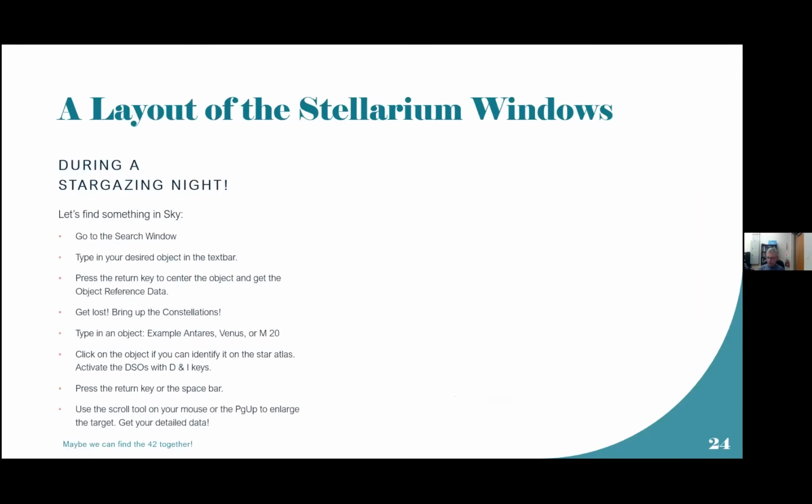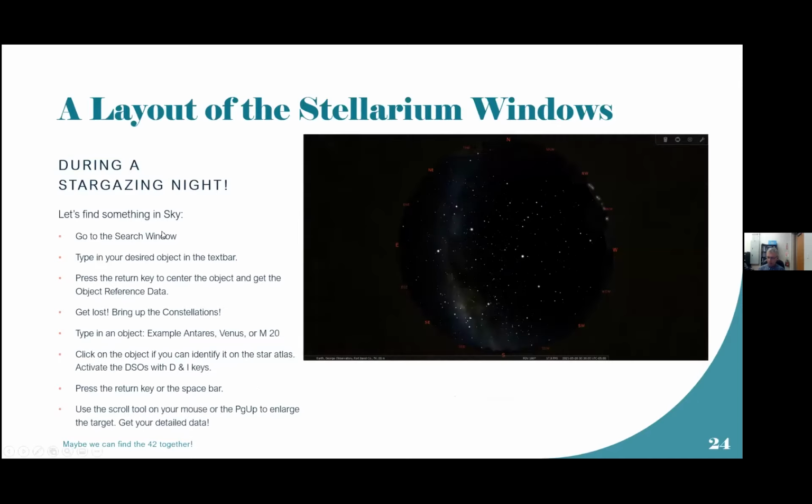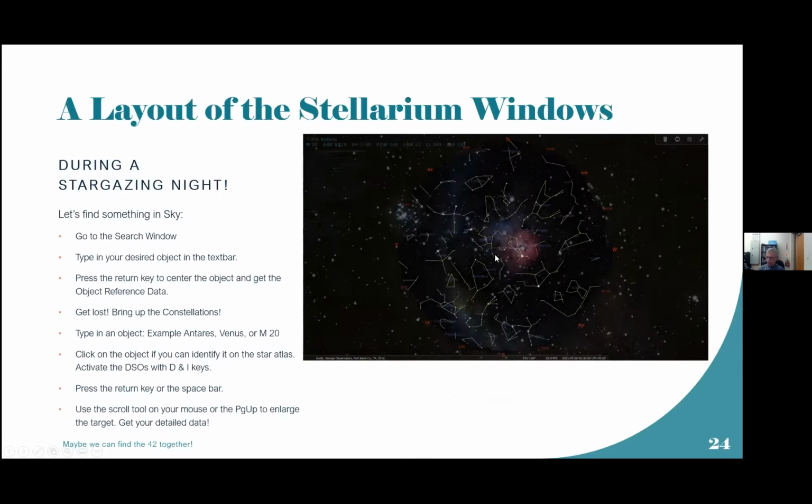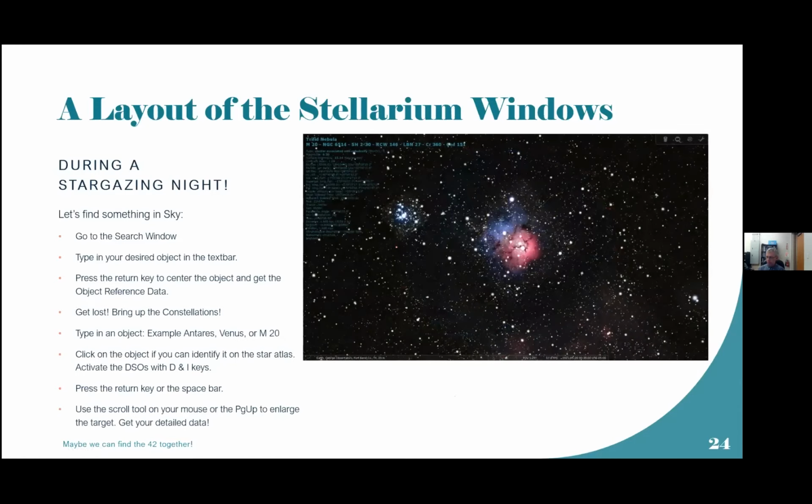Now, if we're finding some object in the night sky, we naturally go to the search window. We type in the object in the text bar. So here I show the constellations. I bring up an object, and if I do it in the find window, I just press the enter key, and it'll center on the object. Or if I scroll across the sky and find the object, I click on that, I can press the space bar and center on the object.